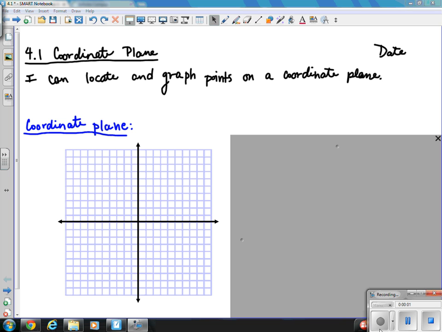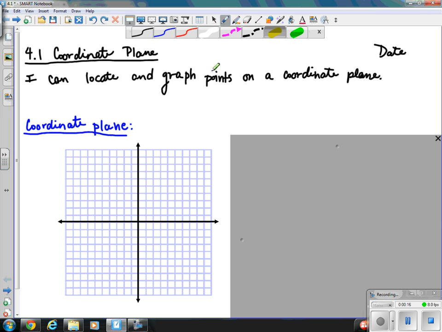Lesson today is 4.1, our coordinate plane. Go ahead and put today's date, and our target is that I can locate and graph points on a coordinate plane. So today the big thing we're going to be looking at is our points in our coordinate plane.